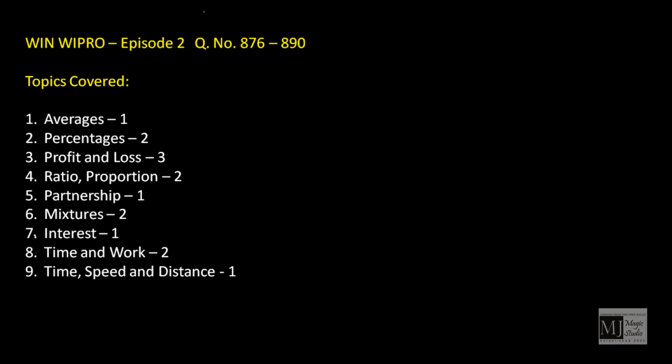In this episode, we have taken different questions from different topics of arithmetic. We have a question from average, 2 from percentage, 3 from profit and loss, then 2 from ratio proportion, partnership, mixtures, allegation process, where you can use simple interest, rather 2 from time and work, and 1 classical question from time, speed, and distance. So let's begin.